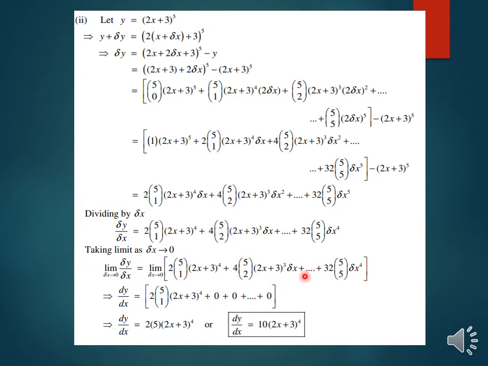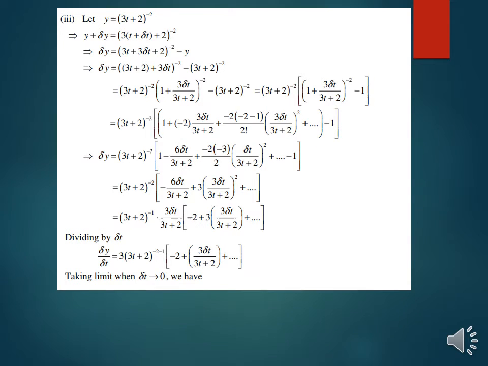Here we have a delta x, so this whole term becomes 0, and this whole term also becomes 0 because here we have a delta x. So after simplification, 5 C 1 equals 5, and 2 into 5 is 10, and this term remains the same, (2x + 3)^4. So this is the derivative of (2x + 3)^5.